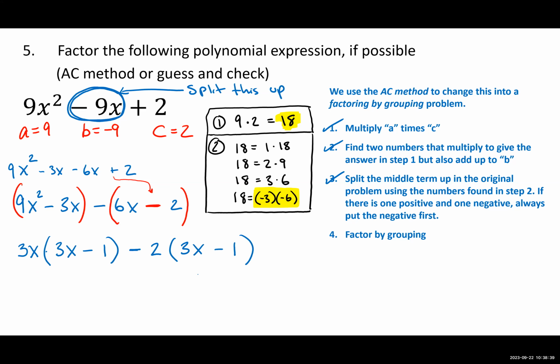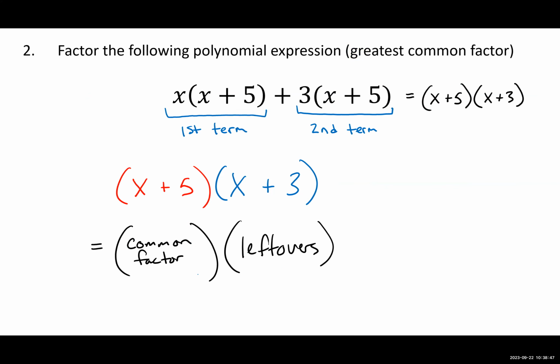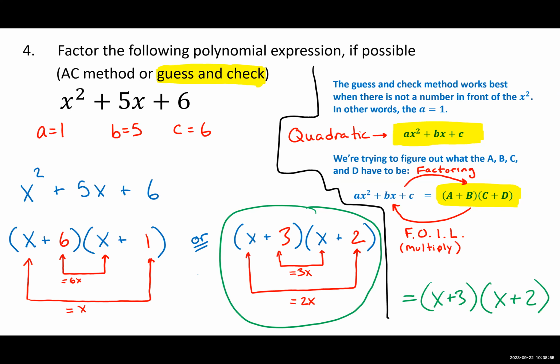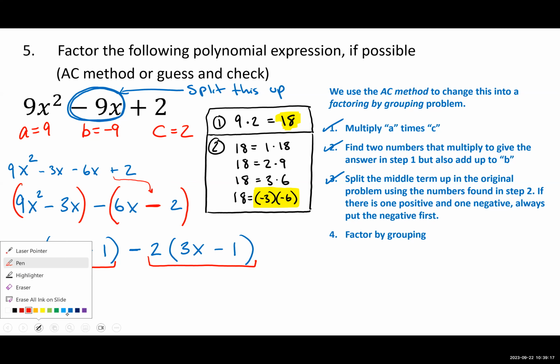Now this step, what we're at right now, looks exactly like number 2. Different numbers, but the exact same structure. So we have first term minus second term. These two terms have something in common: they both contain the 3x minus 1 in parentheses.